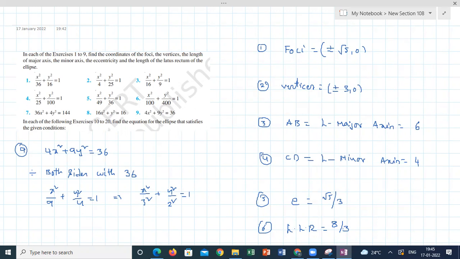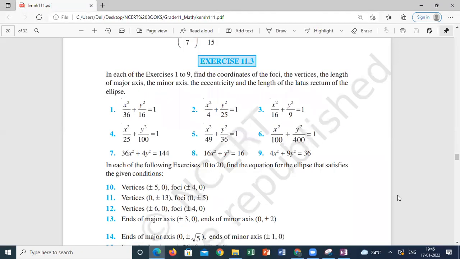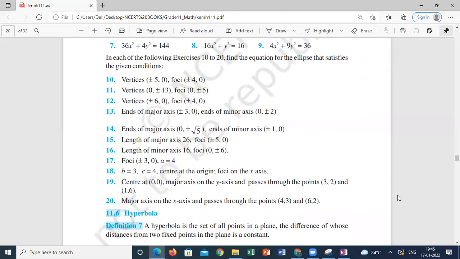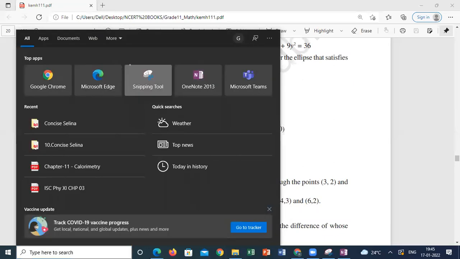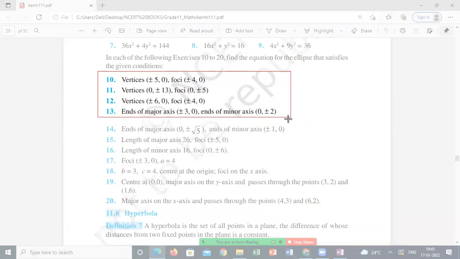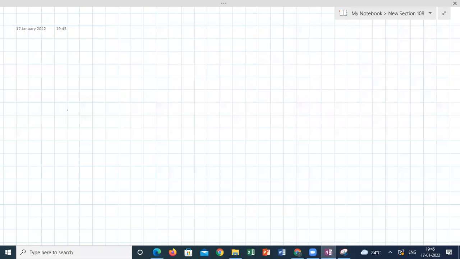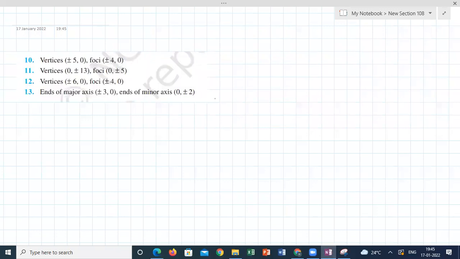See, from an exam point of view, they may ask you to frame the equation of the ellipse for the given data. That is our next topic, and that is within the scope of the syllabus. How will you deal with this question? First of all, by seeing this data, you have to understand how the ellipse looks. Framing the equation of the ellipse from the given data.